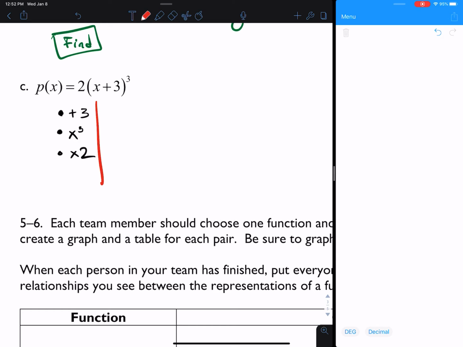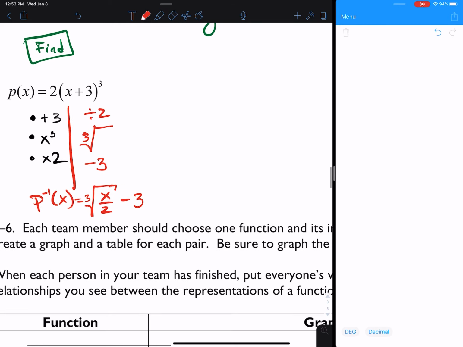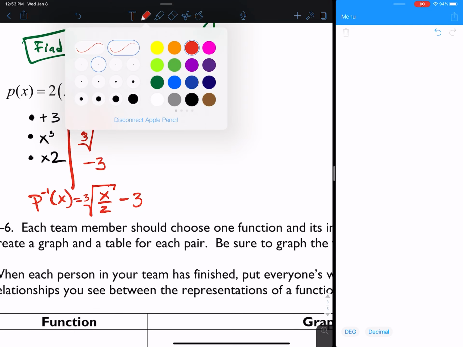So instead of multiplying by 2, I'm going to divide by 2. Instead of cubing, I'm going to cube root it. Instead of adding 3, I'll subtract 3. So then I'm going to write down that P inverse of x is equal to x divided by 2, cube rooted, subtracted by 3.